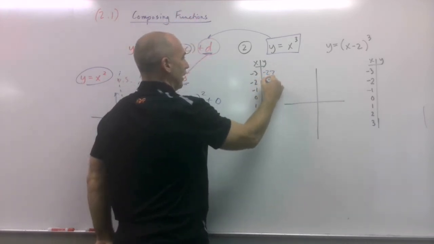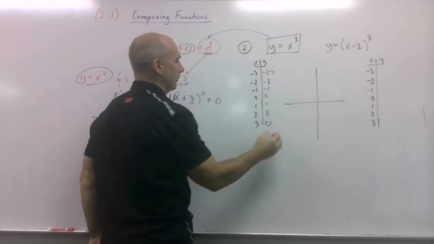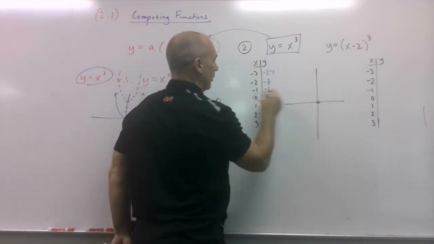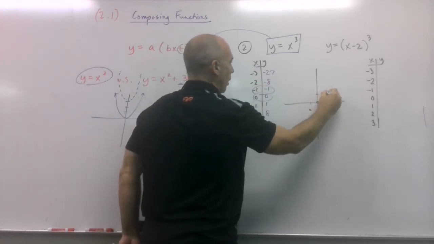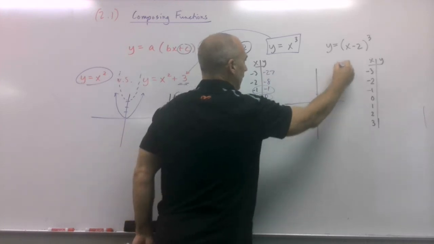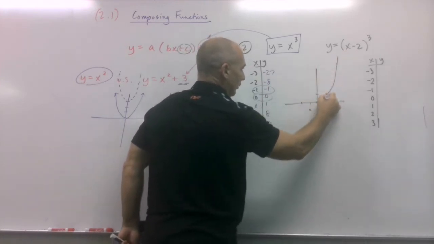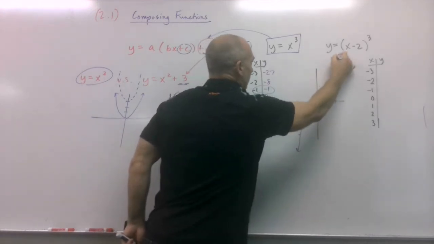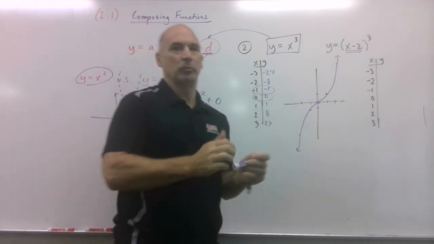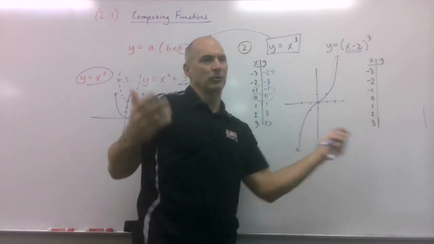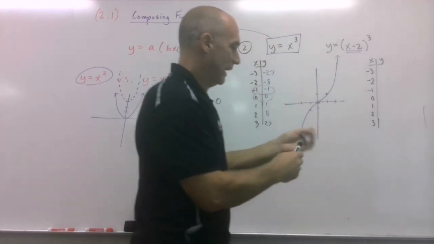So it'd be negative 27, negative 8, negative 1, 0, 1, 8, 27. I'm going to start with this, 0, 0, go to here, negative 1, negative 1, 1, 1, 2, 8, negative 2, negative 8, and it would just look something like this. Now this x minus 2, if you were to ask me, what does that do? Does it move it left 2 or right 2? I would go, I think it moves it left 2 because of that minus. Now watch what actually happens.